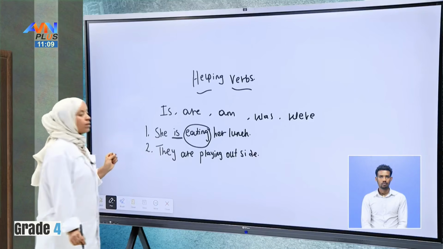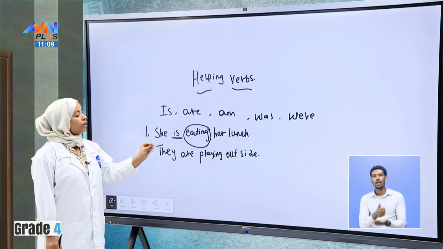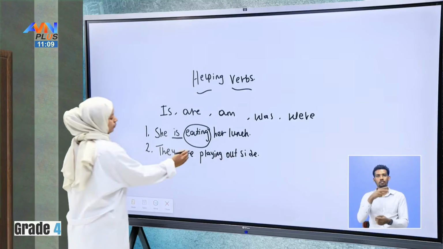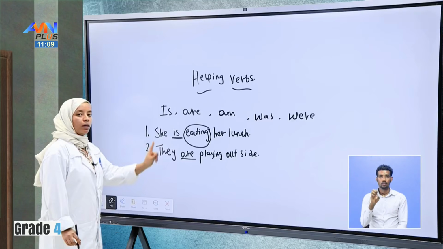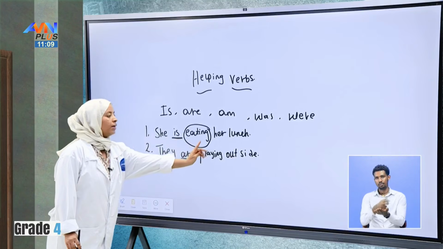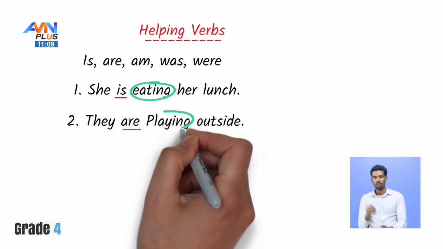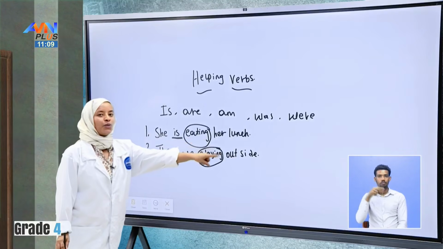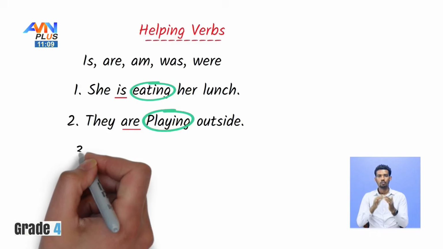Look at this example, students. Let me underline the helping verb and circle the main or action verb. Here it is. "Are." They are playing outside. Let me circle it. Here it is. They are playing outside.